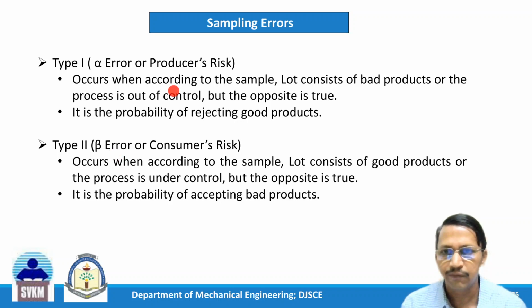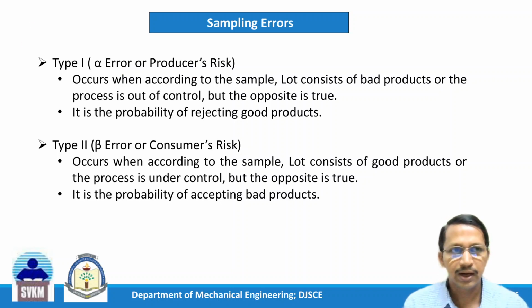In the first type of error, the sample which you are inspecting consists of bad components, but actually the remaining components from that lot are good, but based on the sample you decide to reject the lot. It means that you are rejecting a good lot based on the sample. So it is a wrong decision, called the producer's risk. Then who will have to suffer? The producer of those components will have to suffer because his lot has been rejected. So actually it is the probability of rejecting good products. So this is type 1 error or alpha error or producer's risk.